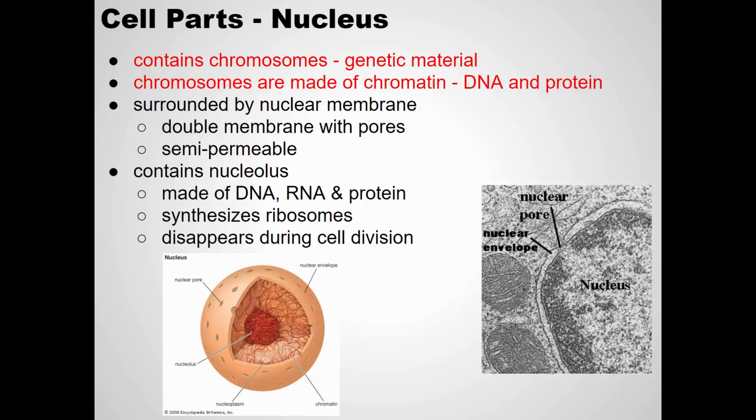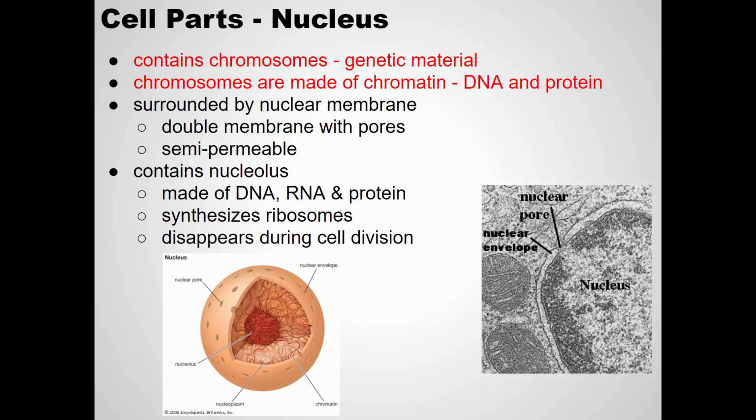When a cell is in its in-between phase and it's just doing its activity or growing, you can actually see individual chromosomes inside of the nucleus. The DNA has been unwound. It's not condensed into chromosomes. When it's in that form, we call it chromatin. When it winds up and forms specific strands that we can actually see, then we call those chromosomes. But it's the same material, it's just in a different form.